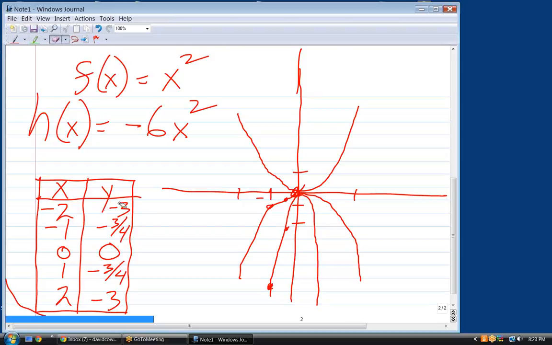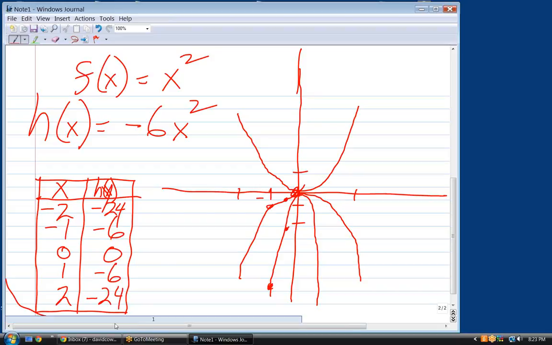Okay. And the table, we can do a table. When x is minus 2, what is h of x? Let's see. 2 times 2 is 4. Maybe that'd be negative 24. Okay, when x is minus 1, negative 6. 0, and then you don't even have to do the math for the others. That's going to be negative 6, and that's going to be minus 24 also. As long as the vertex is on the y-axis, that's true.